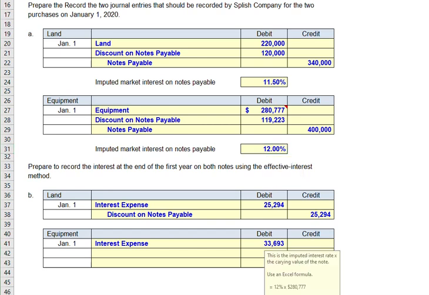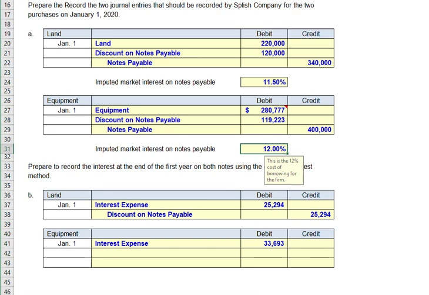So our interest expense is $33,693. We are paying cash of $24,000. That's the stated rate of 6% times the face value of the note. And of course, the difference is credited to our discount on the notes payable. And over time, that liability will increase.